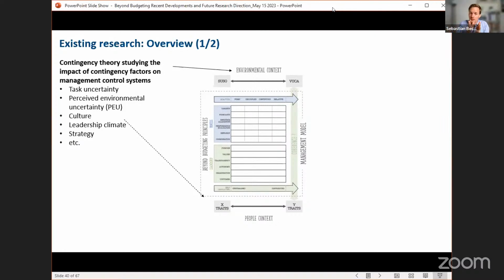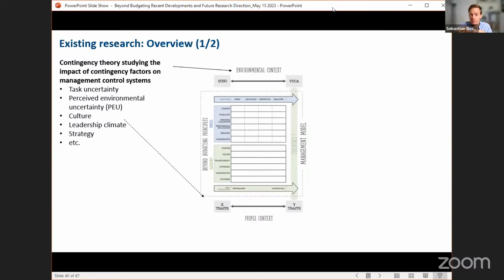And in the accounting and management control literature, we also have this when it's about, well, how do we budget? How do we work? What's our management control system? So we have this contingency theory research, right? Where we say we have a construct like task uncertainty, PEU, like perceived environmental uncertainty, culture, sometimes leadership climate, strategy, right?